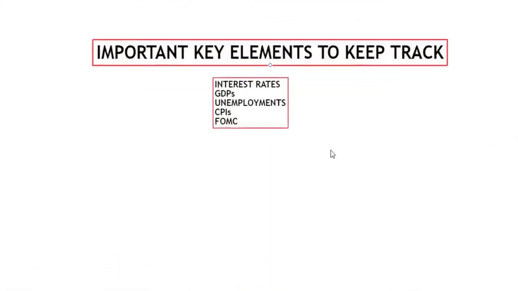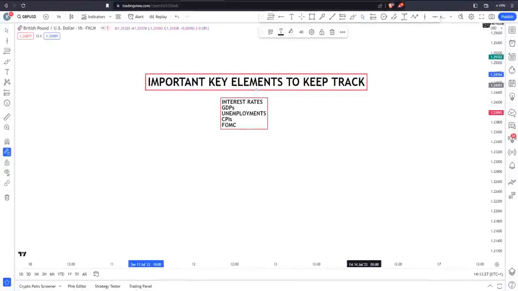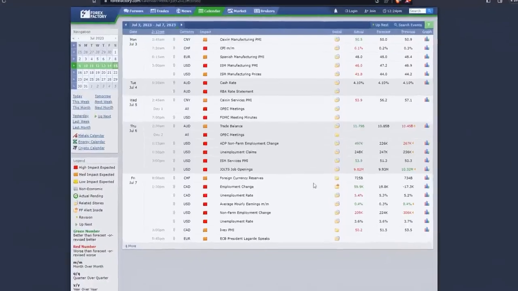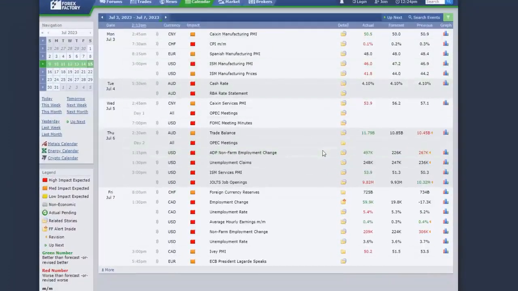The first one is the interest rates, and then GDPs, unemployment, CPIs, and FOMC. These are the most important news that we're going to keep track of, even though the rest are also important, but these ones have a very significant effect on our trading. So I'm going to show you what this data means and how to interpret it.